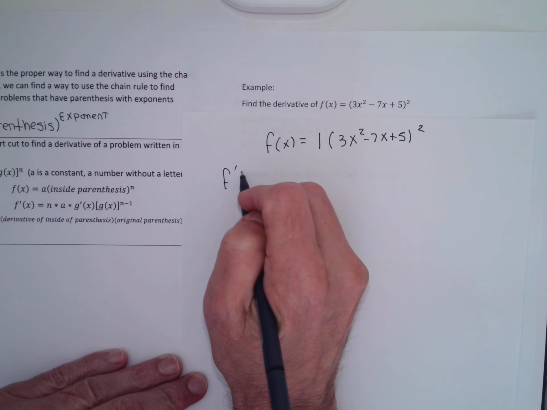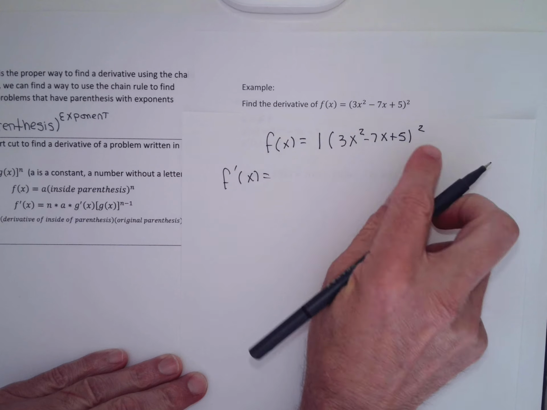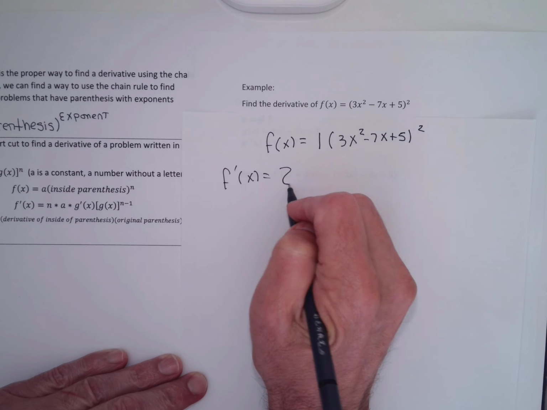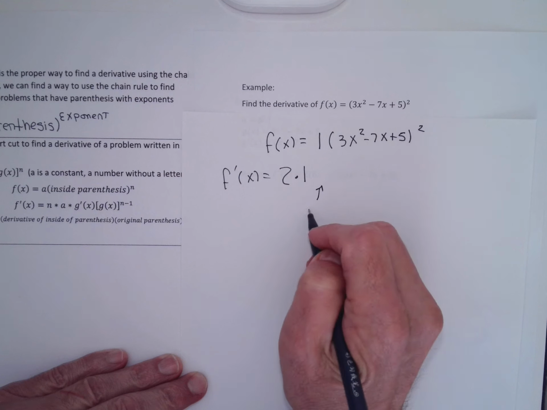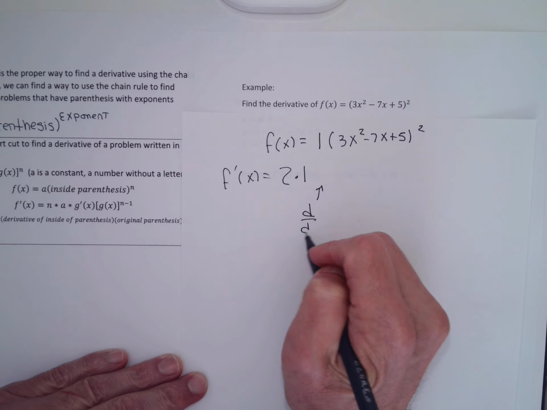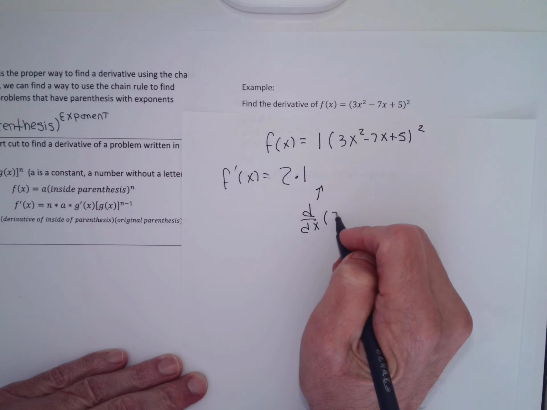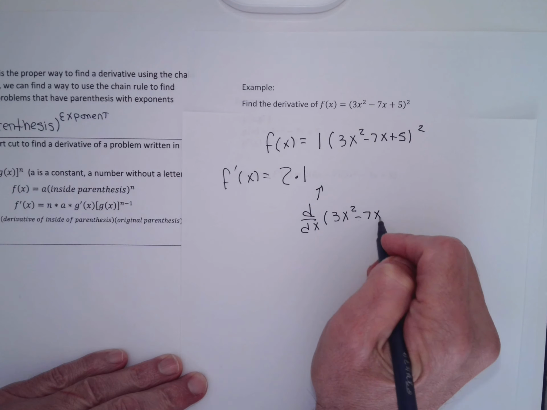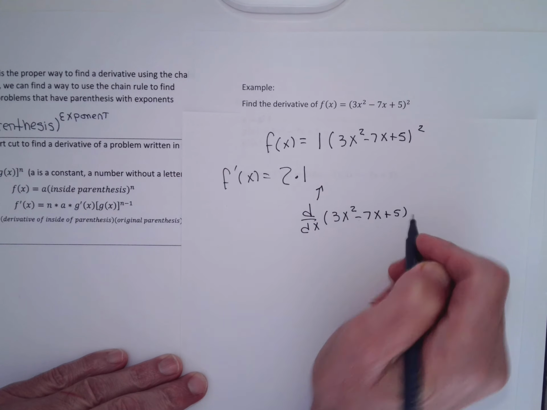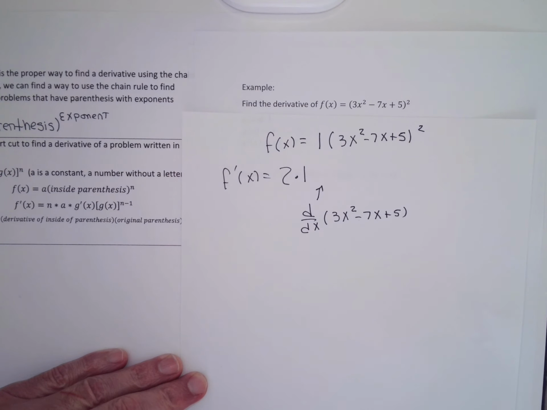I find the derivative by bringing the exponent down, multiplying it by the coefficient, and then I have to multiply by the derivative of the inside of the parentheses. I need to take the derivative of 3x squared minus 7x plus 5 and write it right after the 2 times 1. In the last problem when I did this, I didn't include a parentheses because the derivative was just a single term.